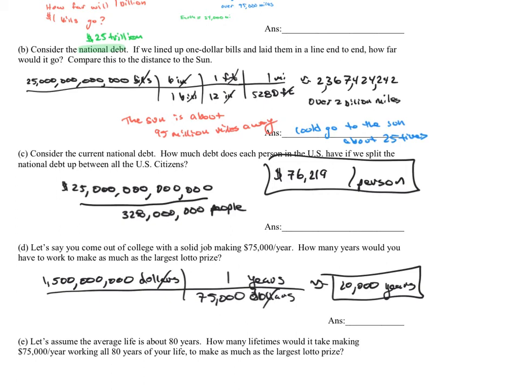Now, again, I think it was multiple people that won that lotto, but if you won that lotto prize, you have taken a good salary job of $75,000 a year, and you have worked that good salary job for 20,000 years. Absolutely ridiculous. Let's keep on playing on that.